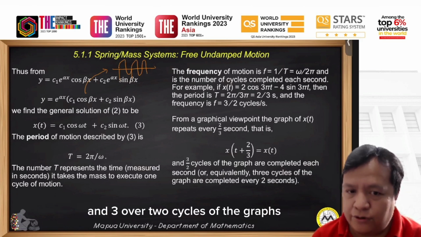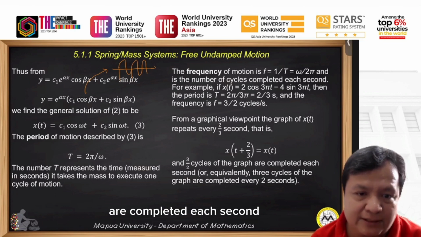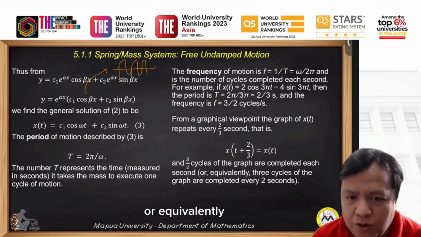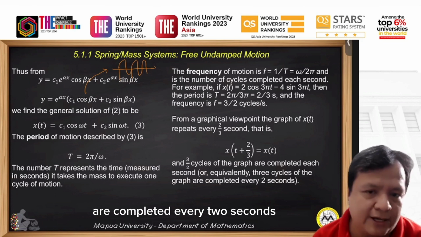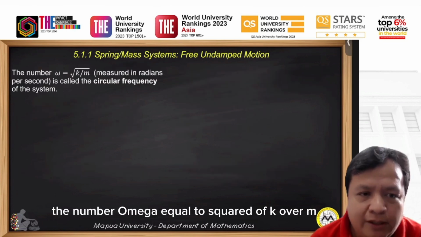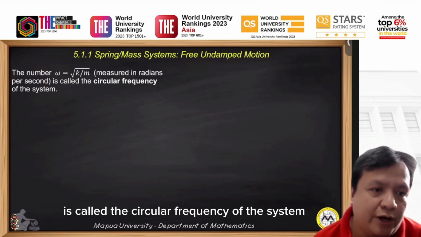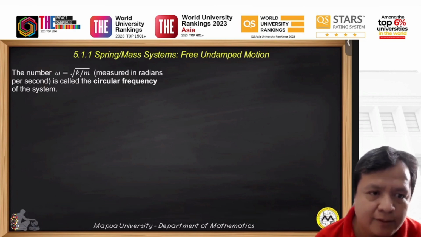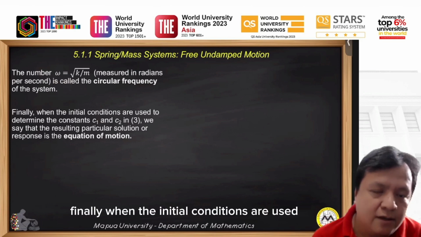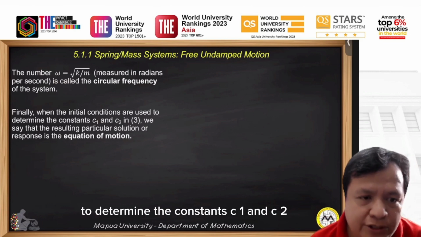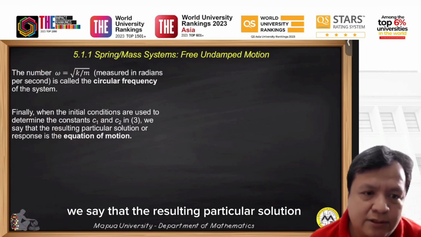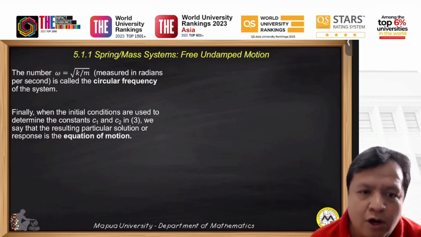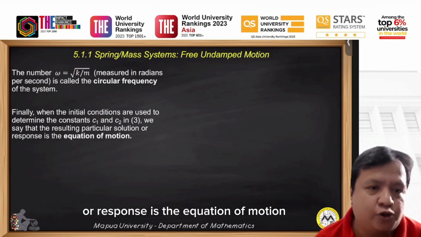And 3 over 2 cycles of the graphs are completed each second, or equivalently, 3 cycles in the graph are completed every 2 seconds. The number omega equal to square root of k over m is called the circular frequency of the system. Finally, when the initial conditions are used to determine the constants C1 and C2, we say that the resulting particular solution or response is the equation of motion.